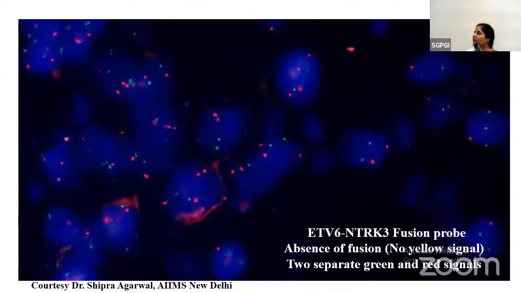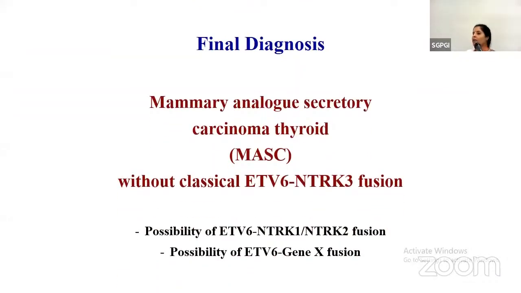So based on these findings, I did a lot of literature search to justify how it could be explained. All these things can be put together. Finally, I found some literature which I would be sharing with you. And I consider it to be a mammary analog secretory carcinoma of the thyroid without classical ETV6-NTRK3 fusion.